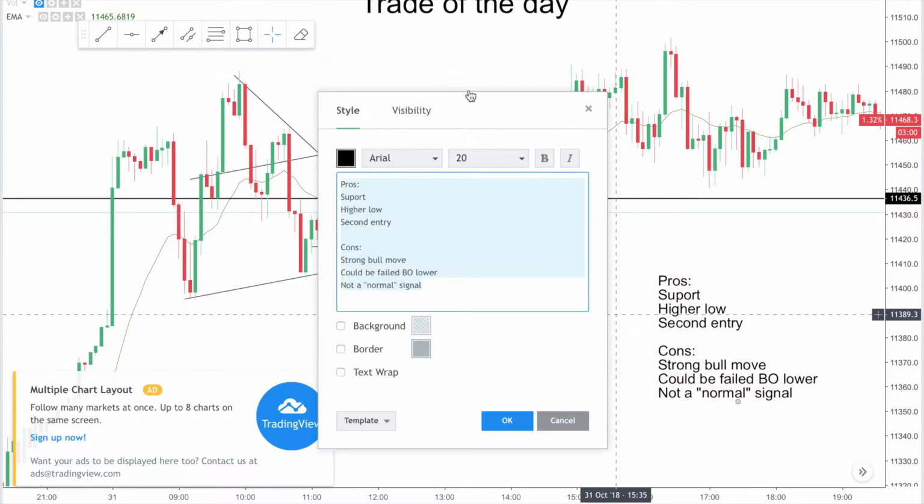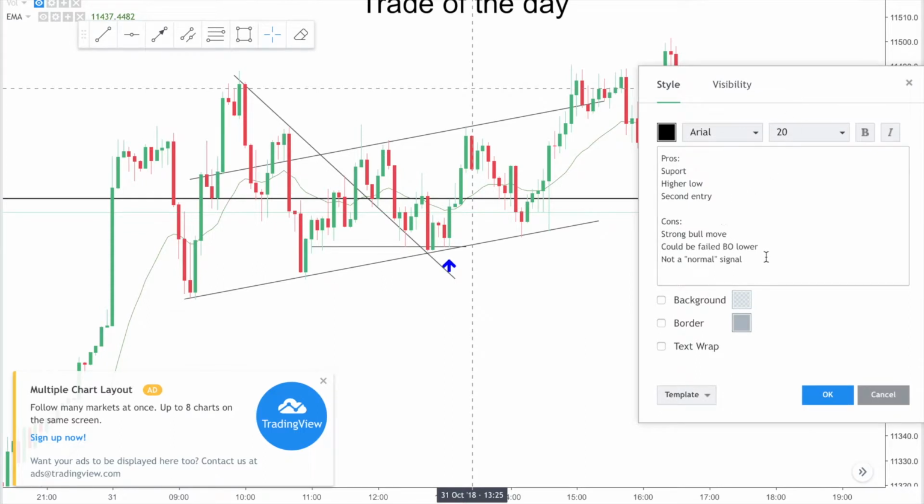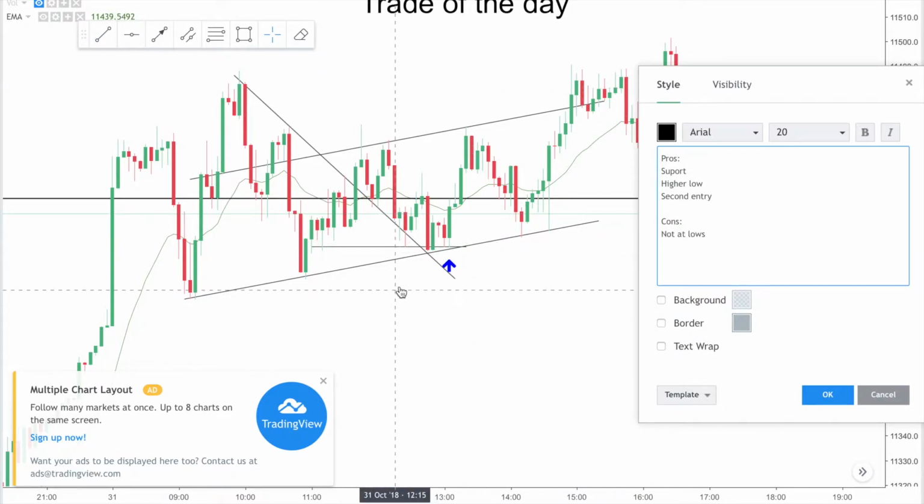The cons on this trade right here is you're not at the lows yet, all the way down here at that low right there, so it's not a double bottom, it is an ascending triangle, or it's a wedge pattern. That's what you keep in mind.